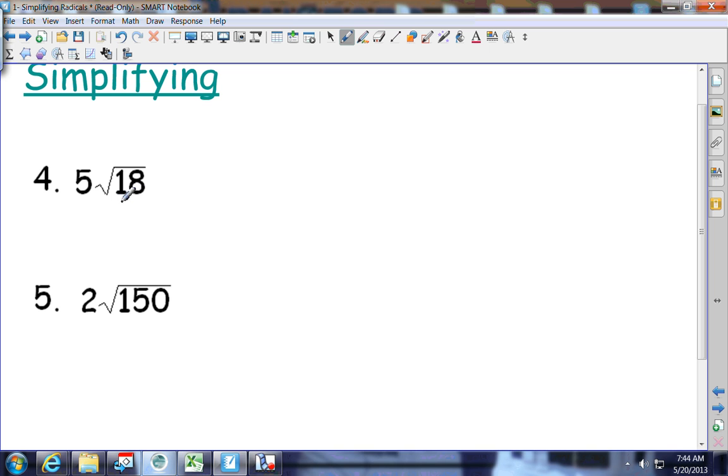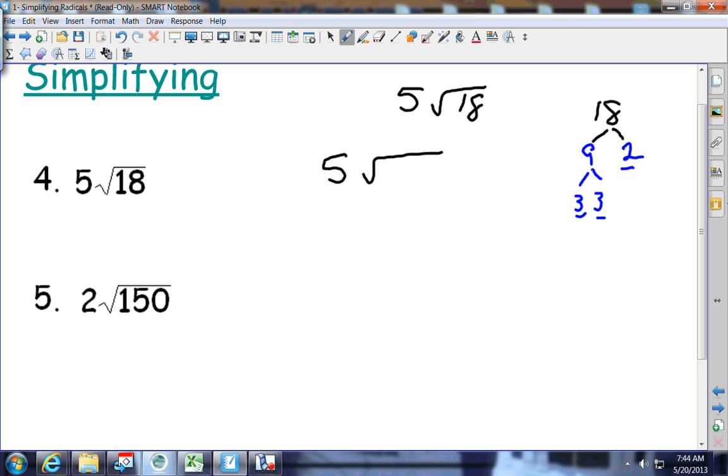Okay, so now simplifying. I have 5 square root of 18. Guys, go and do the house right here and split up 18. How does 18 split up? 9 and 2? How does 9 split up? 3 and 3. These are all prime numbers, so I'm done with trying to break it down. So I've got 5 square root of 3 times 3 times 2.